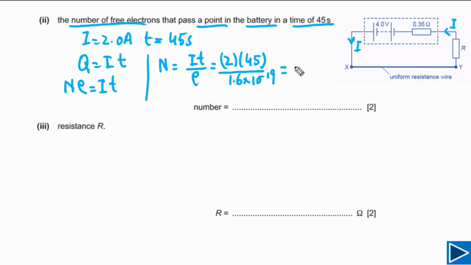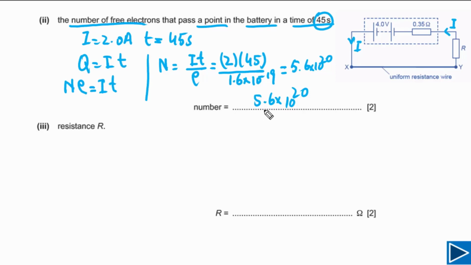If we simplify this one, our final answer will be 5.6 times 10 to 20. And this is the number of electrons passing through a point in 45 seconds. So our final answer is 5.6 times 10 to 20.